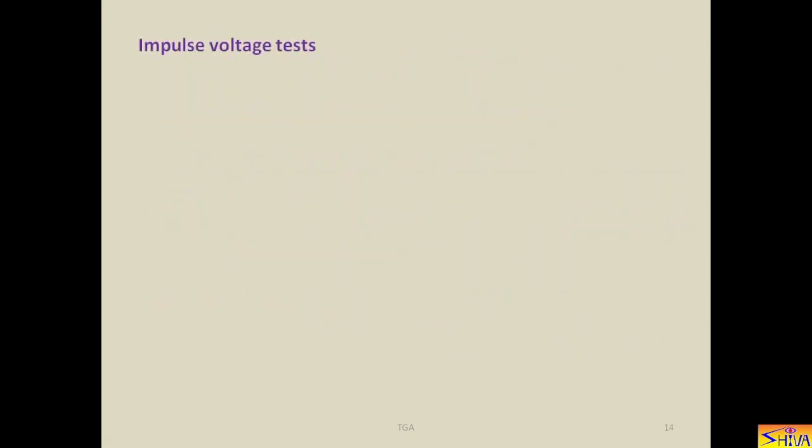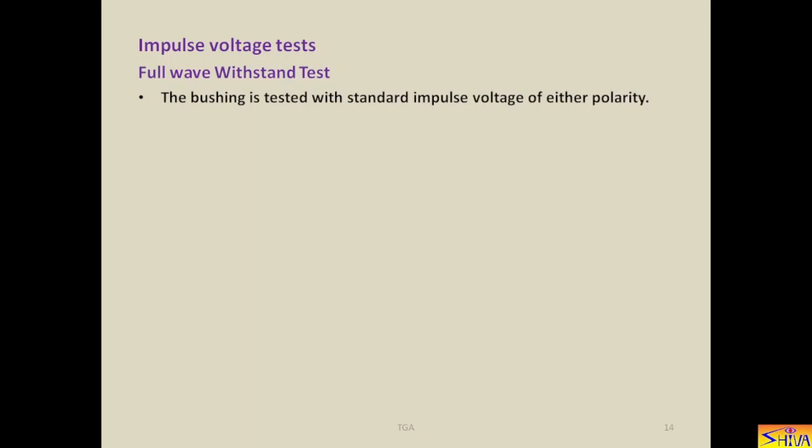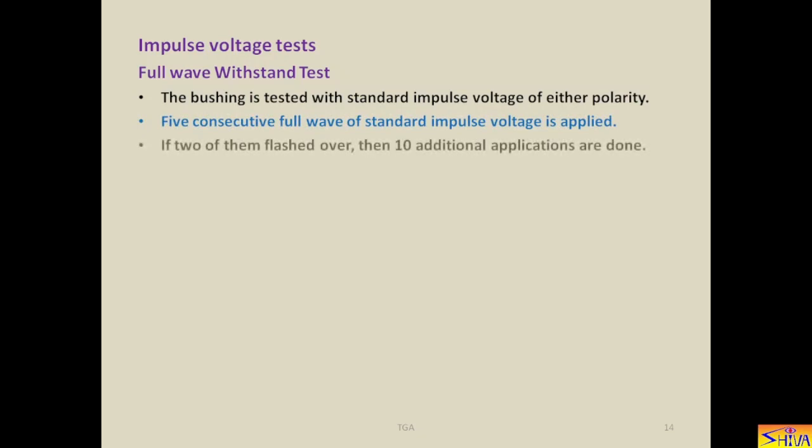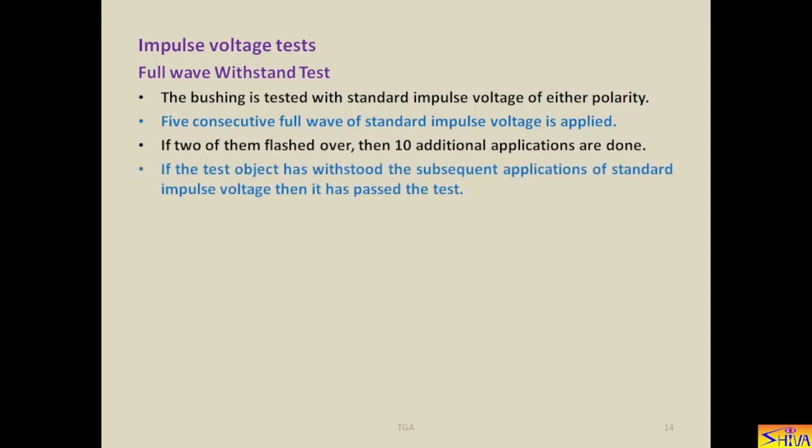Then impulse voltage test. First is full wave withstand test. The bushing is tested with standard impulse voltage of either polarity. 5 consecutive full waves of standard impulse voltage are applied. If 2 of them flash over, then 10 additional applications are done. If the test object has withstood the subsequent applications of the standard impulse voltage, then it has passed the test. So this is the standard procedure, that is steps which are involved for full wave withstand test.